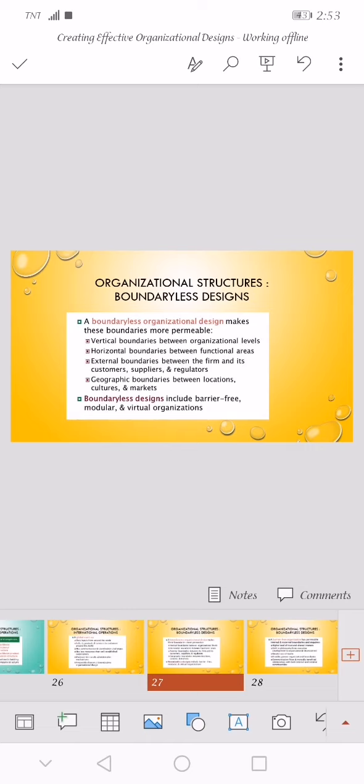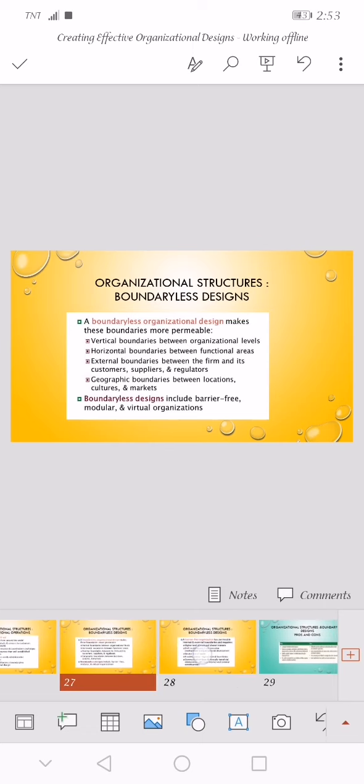Organizational structures, boundaryless designs. A boundaryless organizational design makes these boundaries more permeable. First, vertical boundaries between organizational levels. Second, horizontal boundaries between functional areas. Third, external boundaries between the firm and its customers, suppliers, and regulators. Fourth, geographic boundaries between locations, cultures, and markets. Boundaryless designs include barrier-free, modular, and virtual organizations.